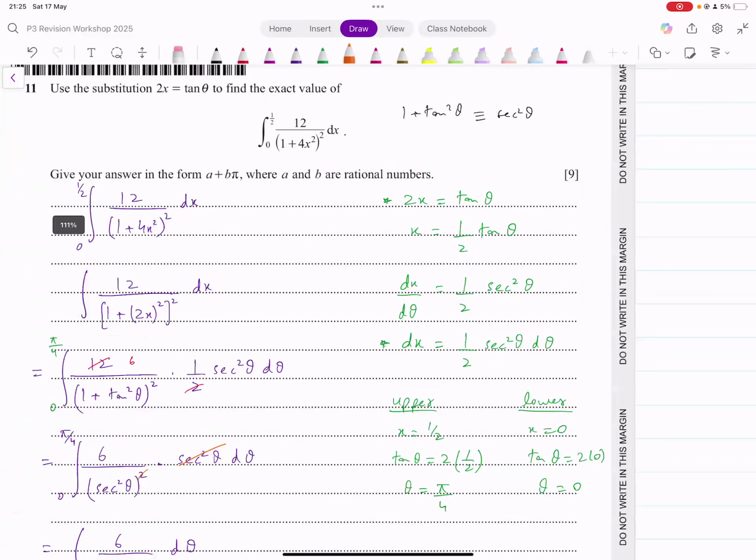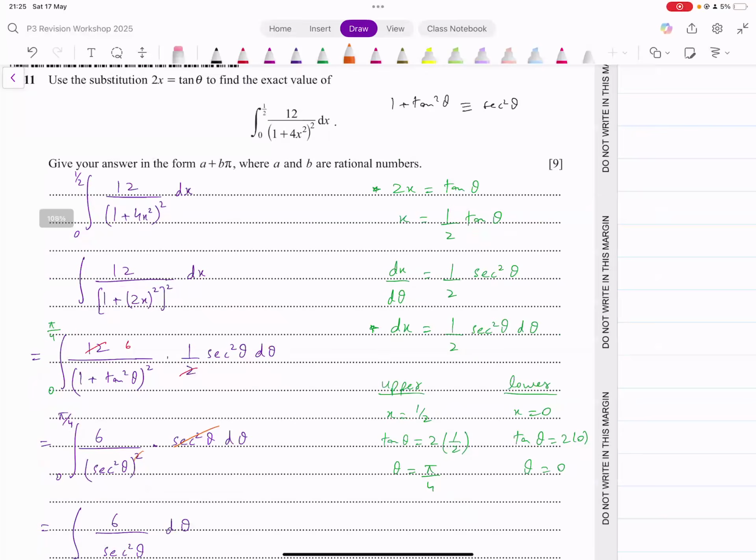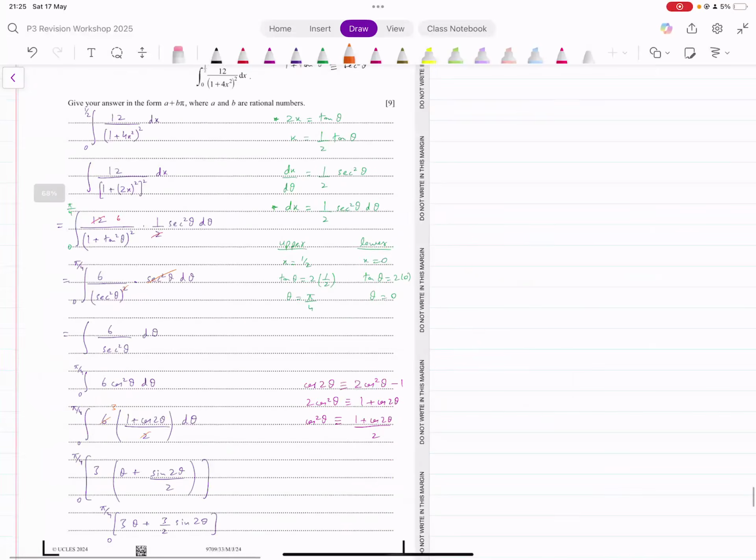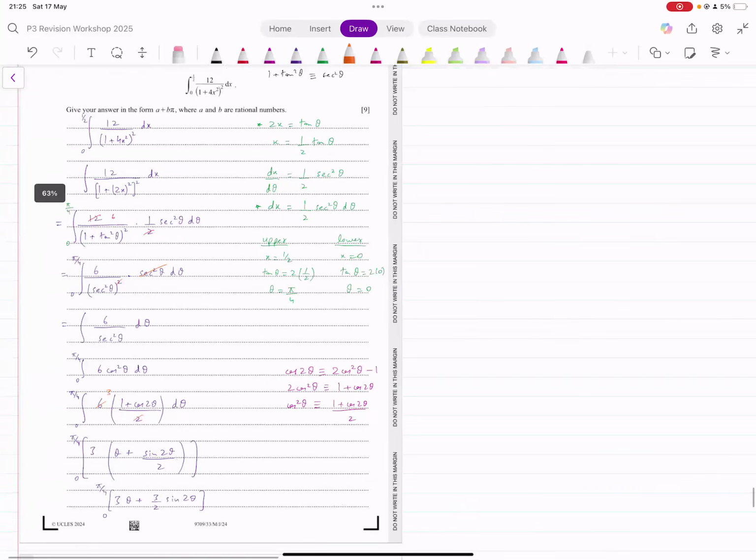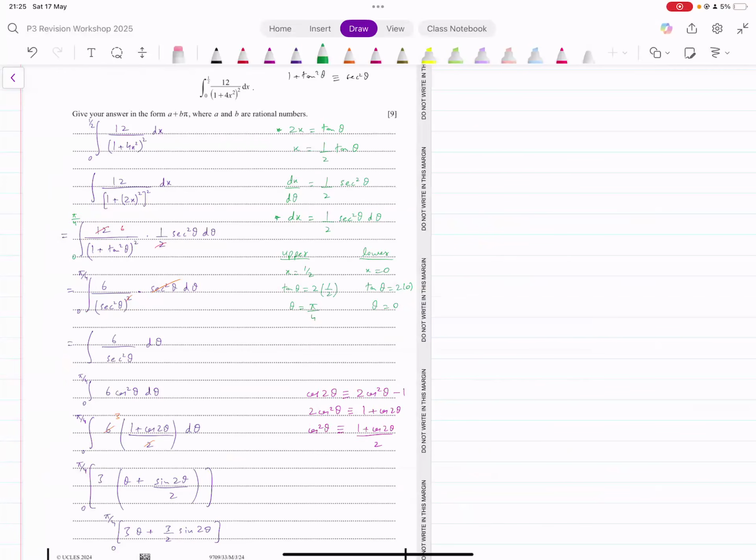This is another example. You can have a look at this working. There's nothing new here as such, but we just have to apply that substitution, use that identity here as well. 1 plus tan square is secant square. Then we have secant square in the denominator. When you bring that to the numerator, you have cos square, and use that double angle identity to integrate that further.